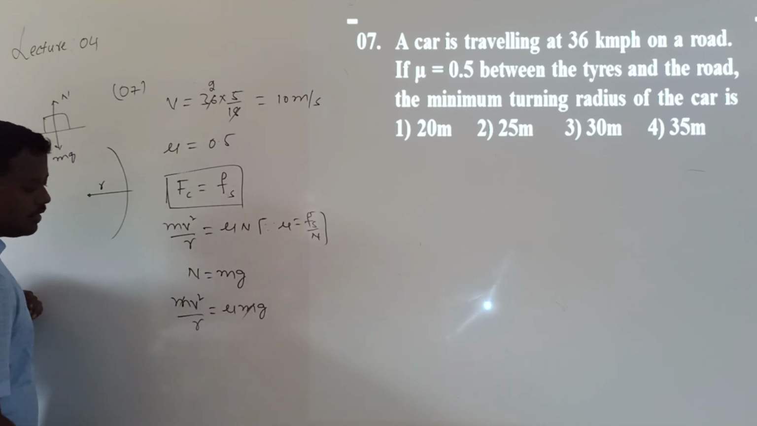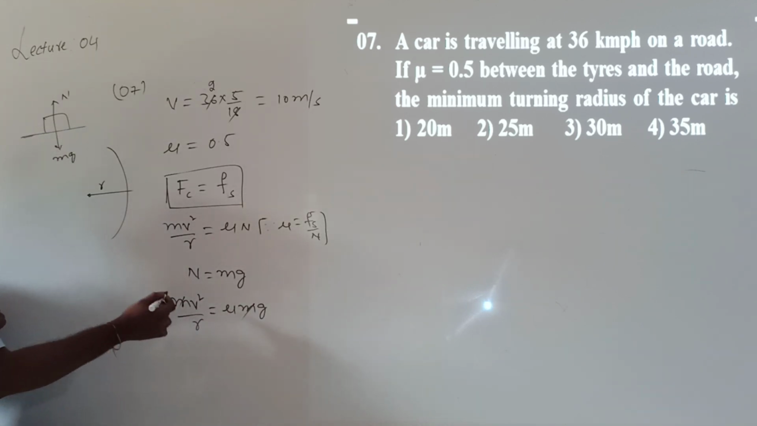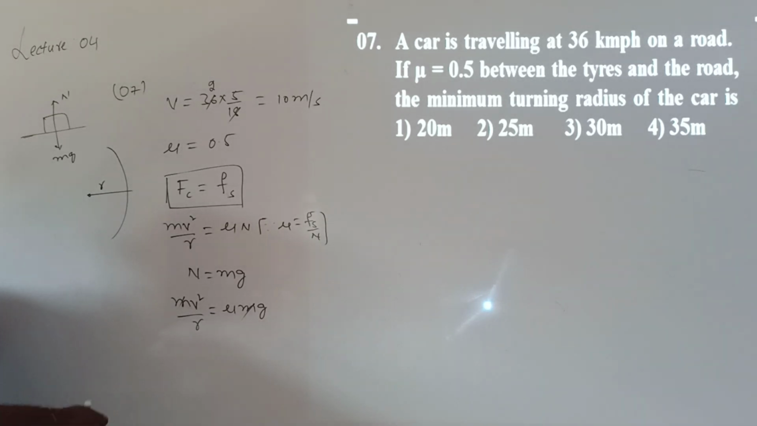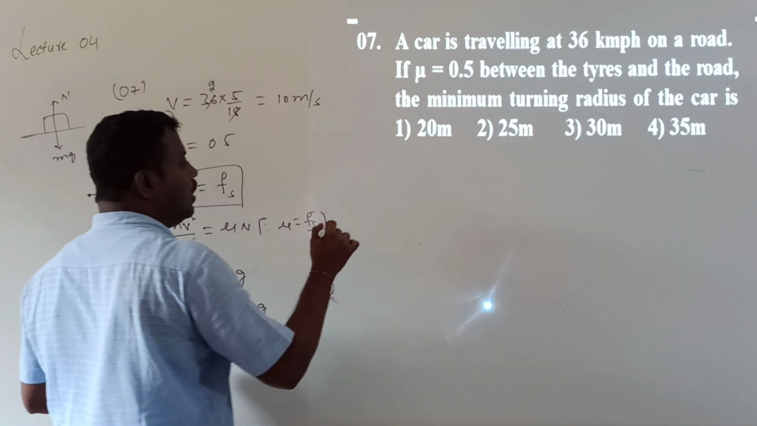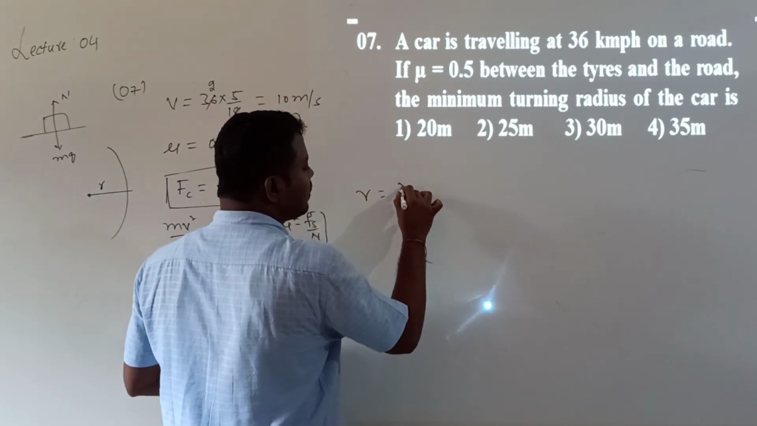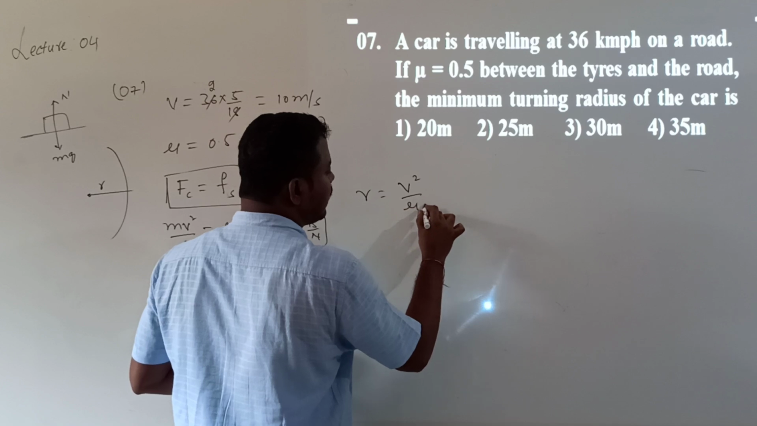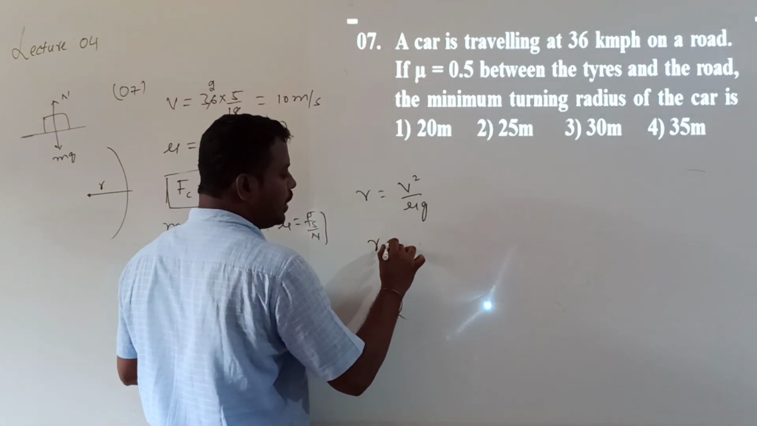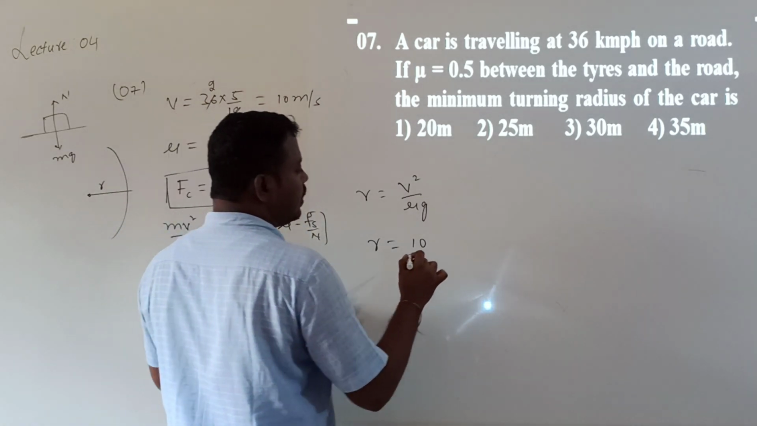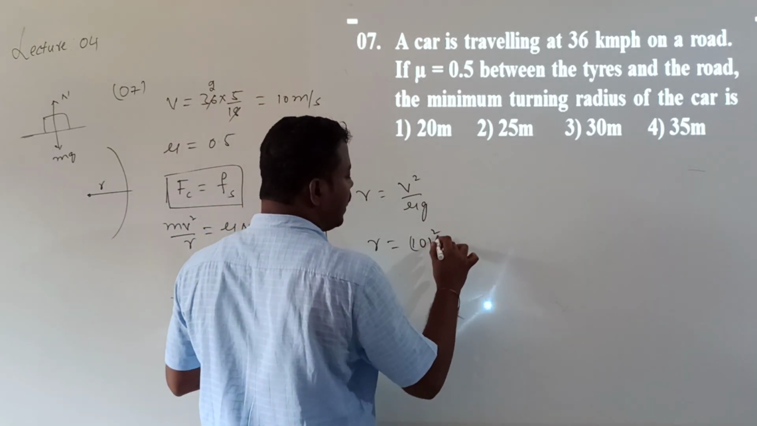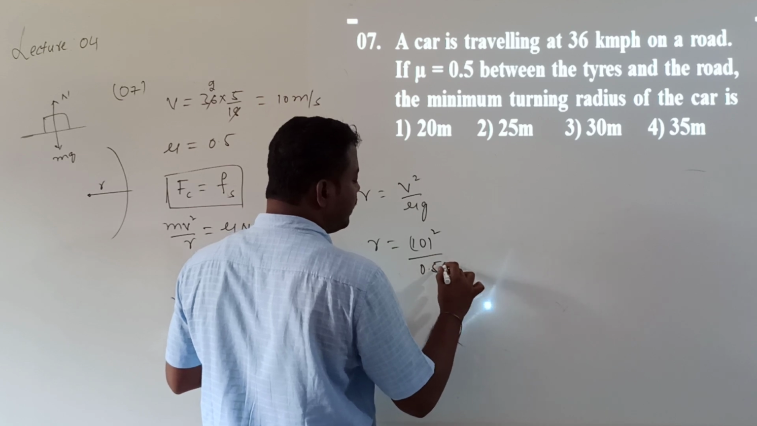The m value cancels. So what is the value we want to calculate? The R value. So R is equal to v square divided by mu into g. Correct? So v square is 10 whole square, so 10 into 10, divided by 0.5, which is 0.5 only, into g.